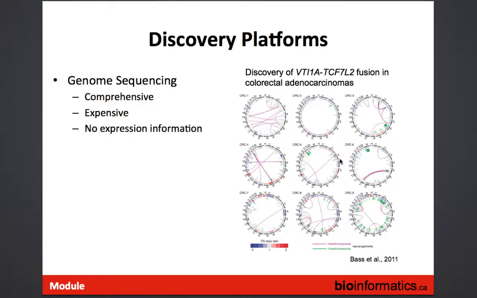The downside here is it's quite expensive, although it is very comprehensive, and it'll find things where we don't necessarily have expression of a product that is partly one chromosome and partly another. And it also doesn't give expression information, but it was used to identify this one fusion in colorectal adenocarcinomas.